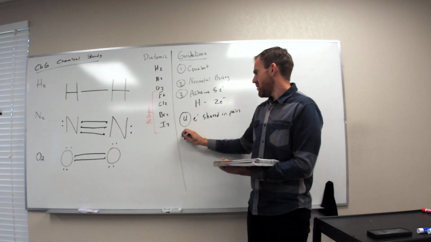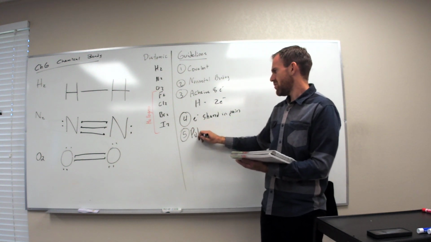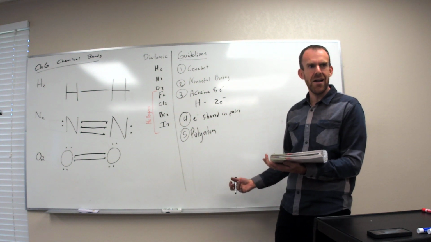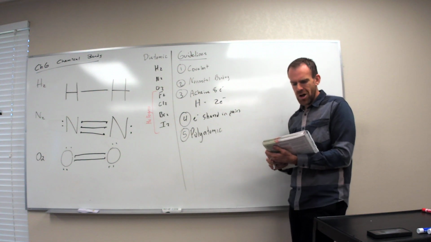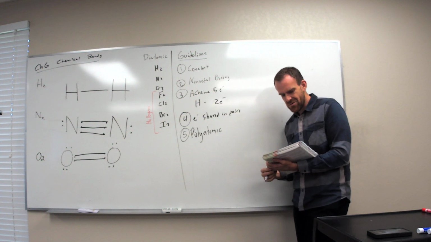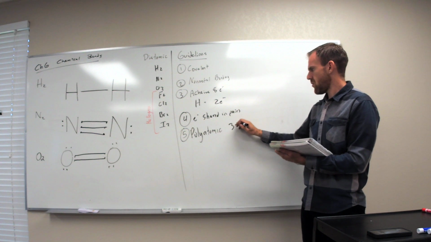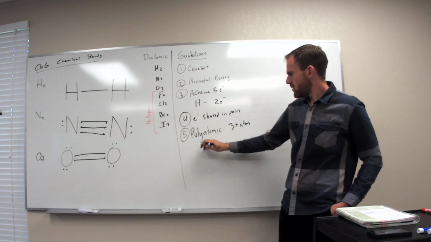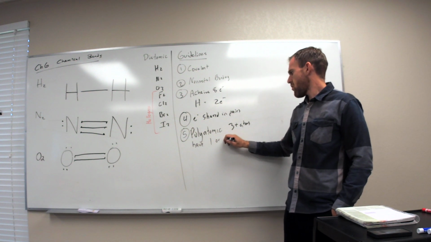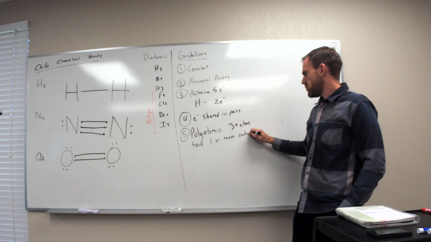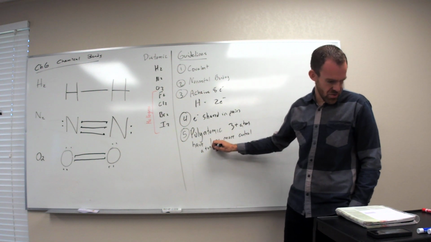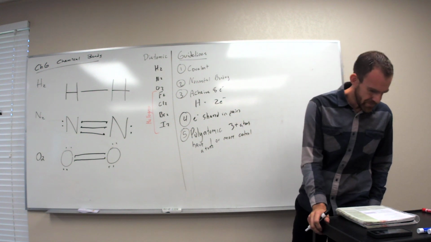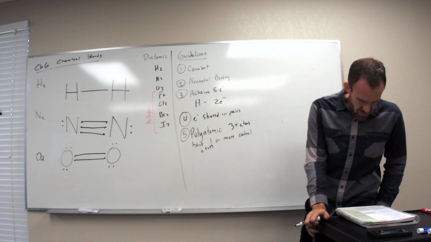Polyatomic ions. Poly meaning many, atomic meaning atoms. So we're going to have polyatomic molecules which contain 3 or more atoms. They have 1 or more central atom.